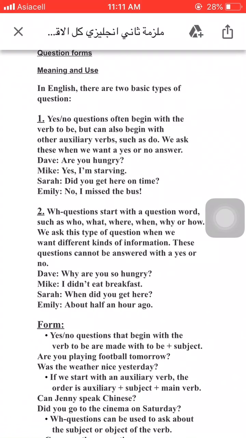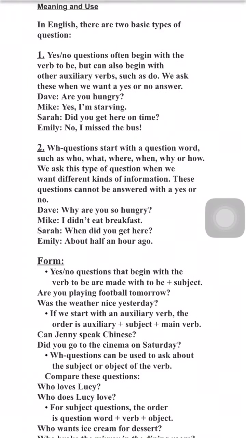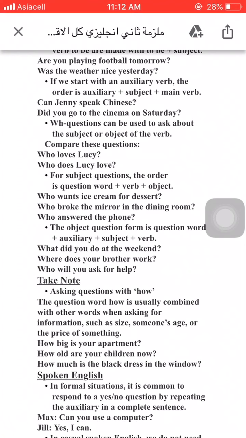Like this, compare these questions. Who loves Lucy? Another question, who does Lucy love? The difference between both questions: the first one asks about subject. The second one asks about object.